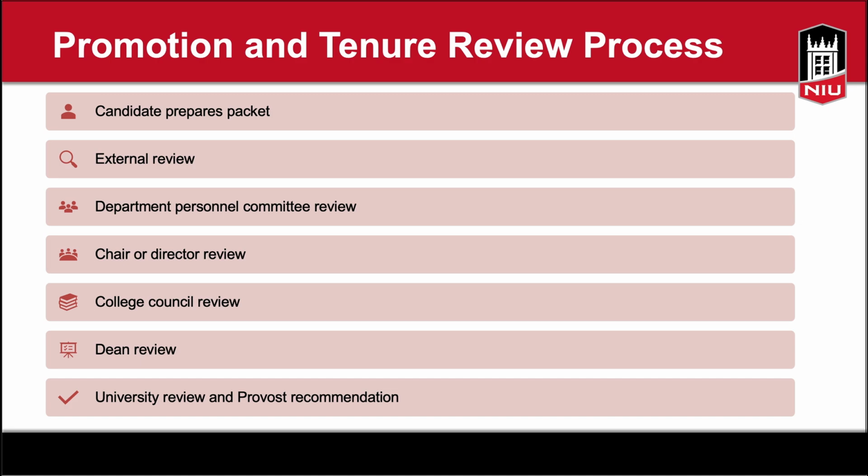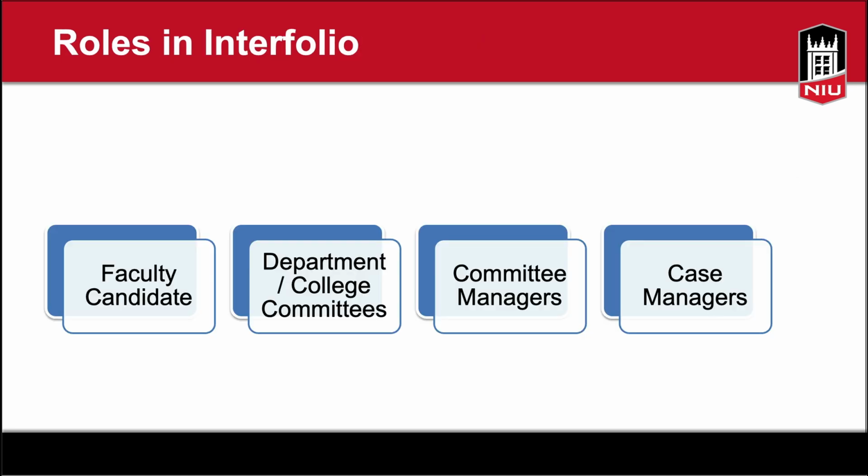Then generally the department personnel committee will review and provide a recommendation, as will the department chair or director. From that point, the review heads to a college council review, as well as where the dean would review. And then finally at the university level, there's a university review that happens by the Faculty Senate Personnel Committee, and then ultimately a provost recommendation to the president and then the board of trustees for final approval.